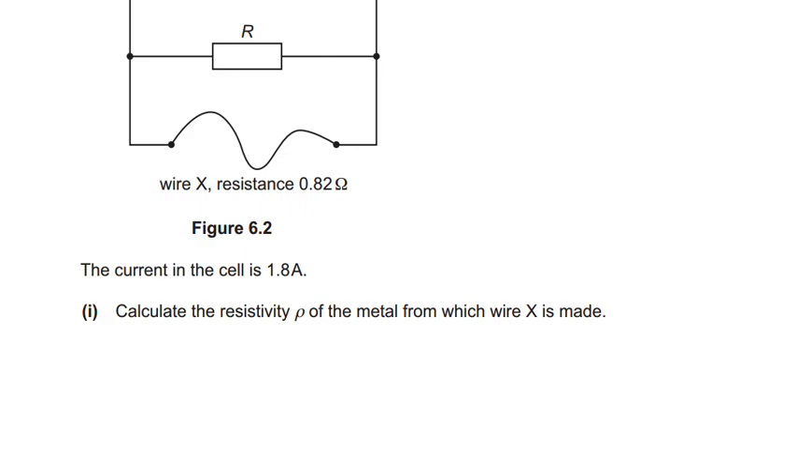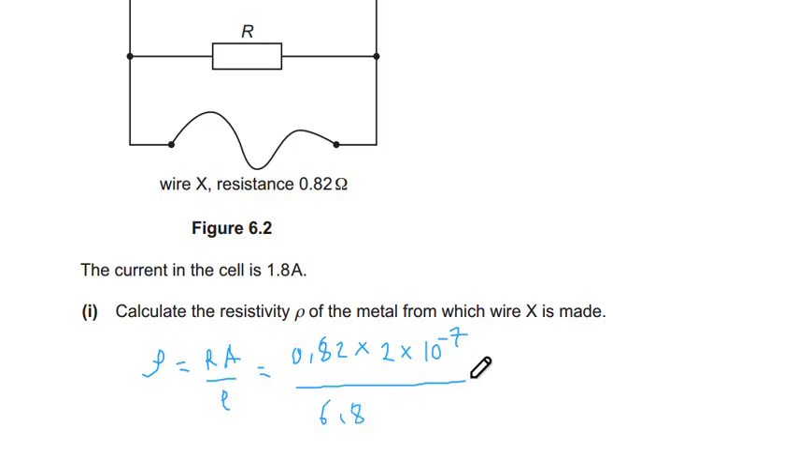So resistivity, from R equal rho L over A, rho is equal to RA over L. R is given, A is given, and L is given. So we have here the answer, in ohm meter.